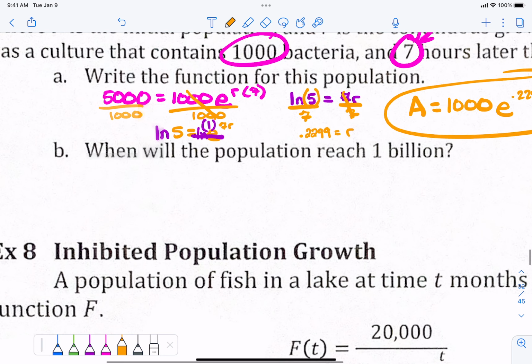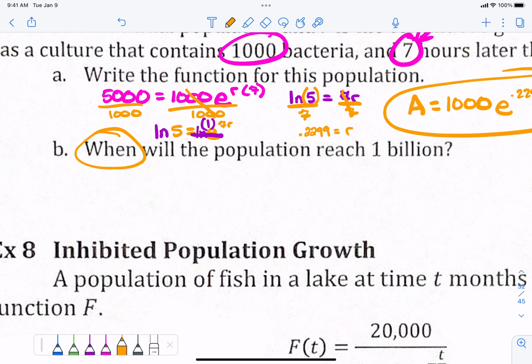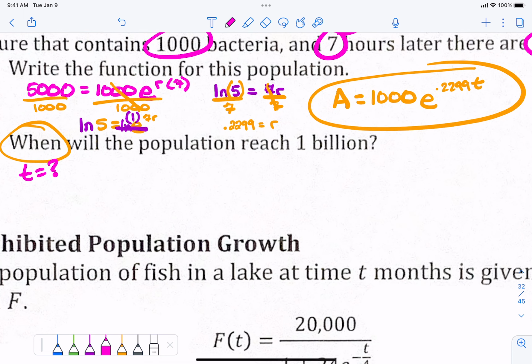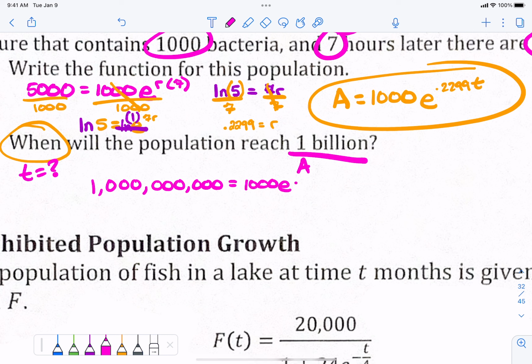All right, when, that word means we're solving for T. I was hoping we were going to solve for A. That would be nice. When will the population reach 1 billion? Okay, so A is 1 billion. We do have to go ahead and put our zeros in. So 1 billion is 1 with, is it 9 zeros? 1 billion. Then we've got 1,000 e to the 0.2299t, and we're solving for t.